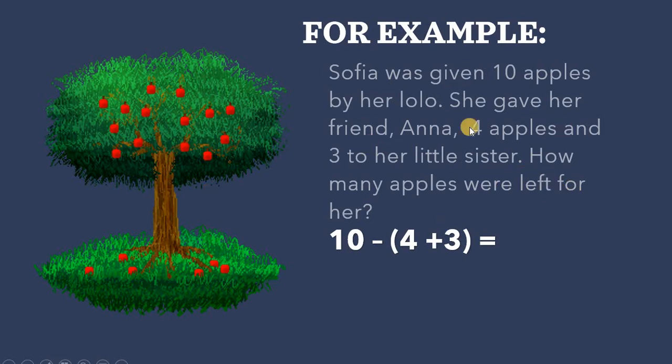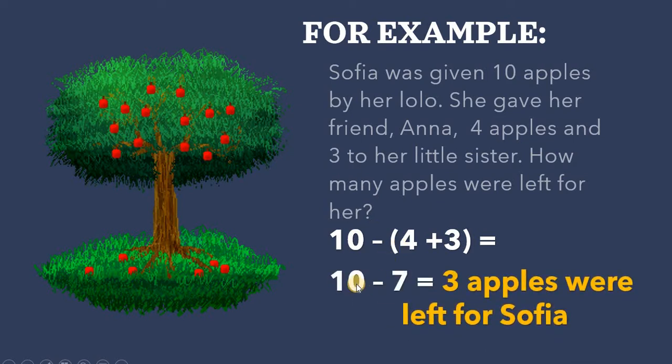So, when we translate this into mathematical expression, this will be the answer. 10 minus the quantity of 4 plus 3. Okay. Yung 4 plus 3, kasi yun yung pinamigay niya. Pwede rin naman natin gawin ay 10 minus 4 minus 3. Ay, pwede rin yun. And then, of course, 10 minus 7 is equal to 3. So 3 apples were left for Sophia. Okay? So when we translate verbal phrases to mathematical expressions successfully, we will have the correct answer.